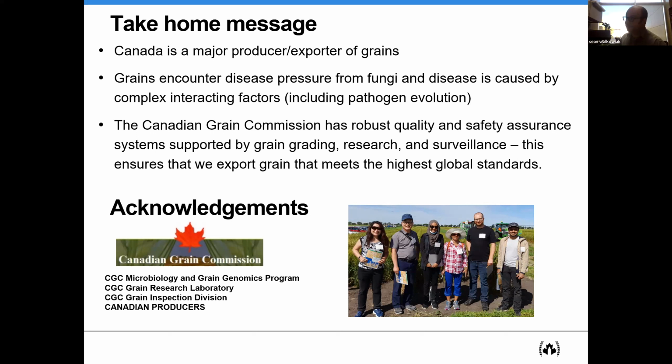These grains encounter disease pressures from fungi and other diseases. And these are caused by complex interacting factors. We talked about the host, the environment, and the pathogen. And the pathogen's always evolving, but it is also evolving in tune with the environment and the host. So it's important to look at all of them. Don't be fixated on gene for gene interactions or effectors and receptors or just moisture. There are all of these other factors in play to manage those interactions. So think big.